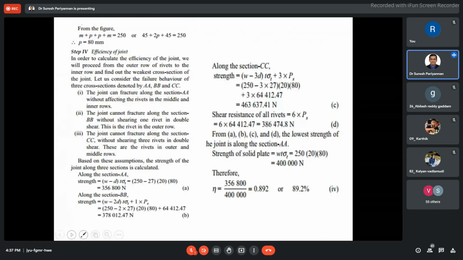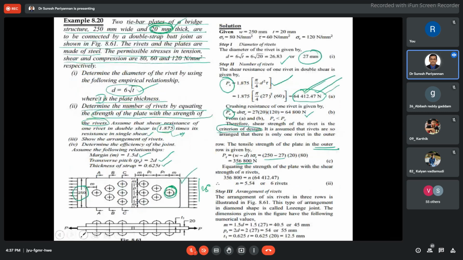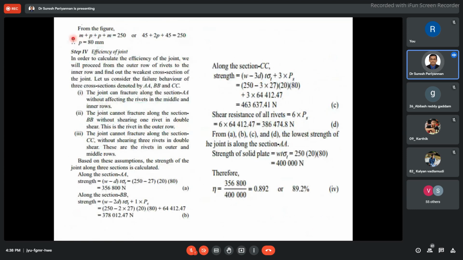Now I come to here. This is a very interesting one. Now, what is our pitch here? In the diagram they have given the edge to first rivet margin, this rivet to this rivet pitch, this rivet to this rivet pitch, and this rivet to the edge margin. Now the total width is W. Then how can I find P? P we didn't find out yet. Now go for finding P: M plus P plus P plus M. From this relation we are able to find out the pitch between the rivets.